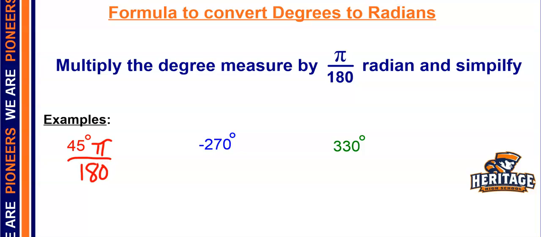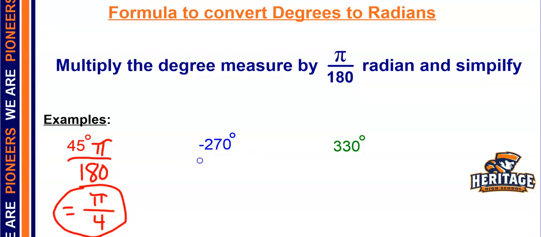And then you ask yourself, how can I reduce this fraction? What are both numbers divisible by? Now you try to go as large as possible for both cases, and in this situation it is going to be 45 itself. So the top is going to leave us with 1 pi, or just pi. As for the bottom, 180 divided by 45 is going to be 4. So therefore, our answer for this one is pi over 4.